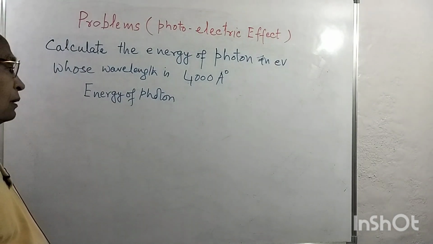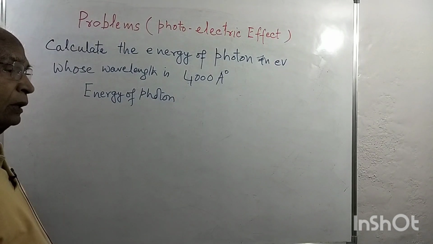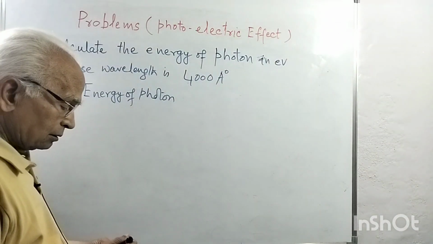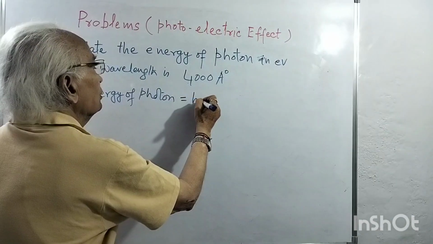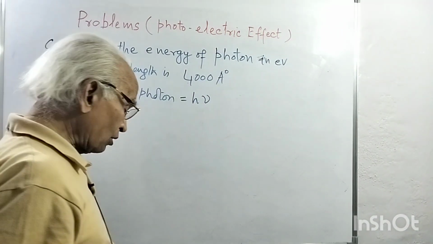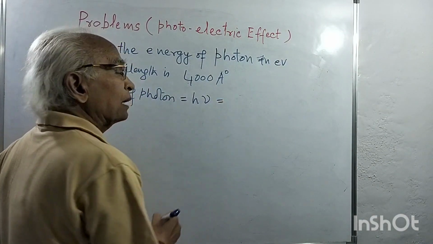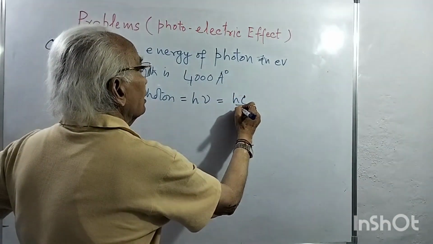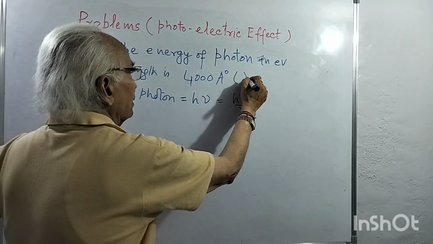Well, how to calculate the energy of a photon? You know from the quantum theory how energy is related with the frequency. Energy of a photon is h nu, where h is the Planck constant and nu is the frequency of the photon. Or you can write in terms of the velocity of light and the wavelength, it is hc over lambda. Lambda is given, 4000 angstrom. This is the wavelength lambda.